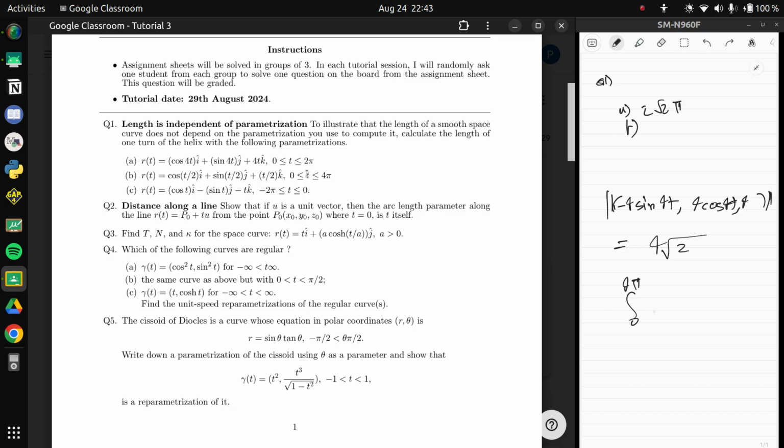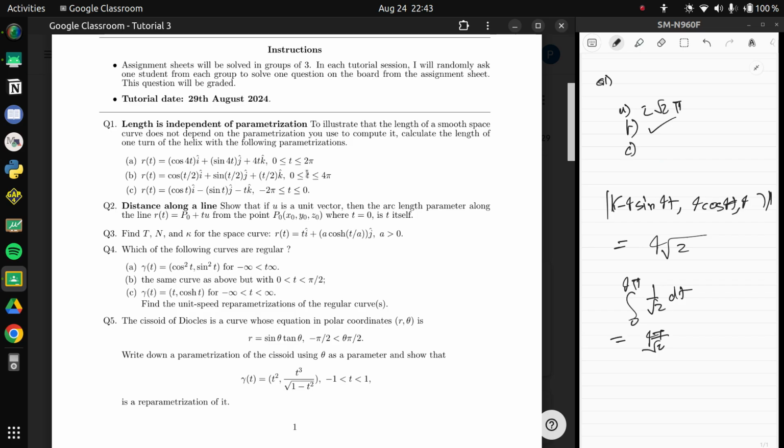Half is going to be the factor. Half square root of 2, which is 1 by square root of 2 dt, and that's 4 pi by square root of 2, which is 2 square root of 2 pi. So that's the same thing.